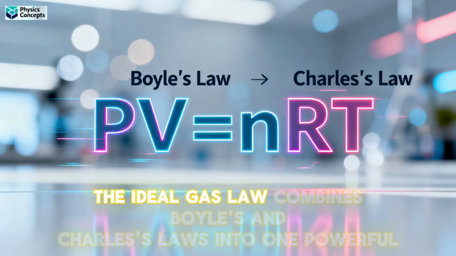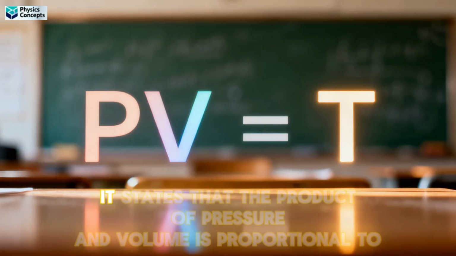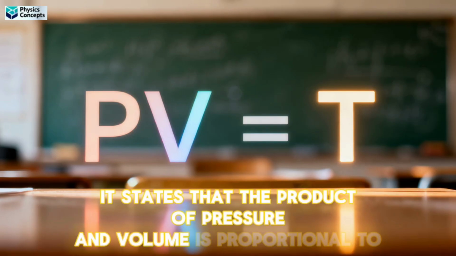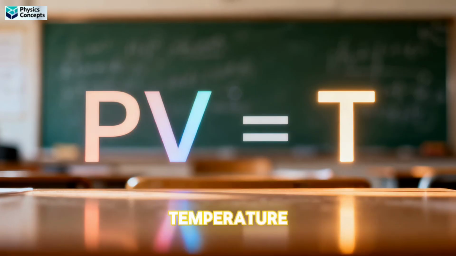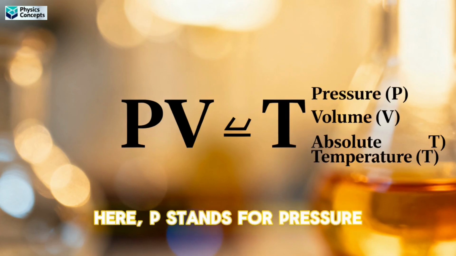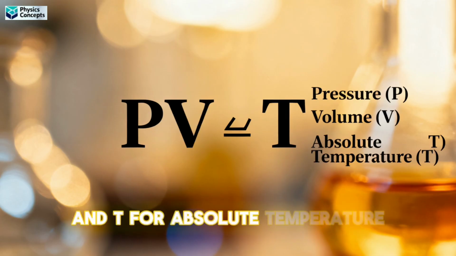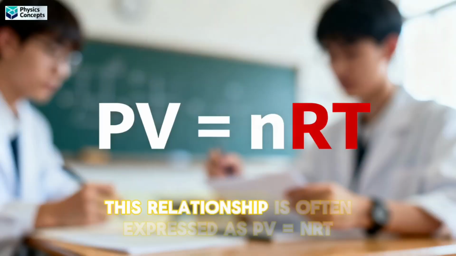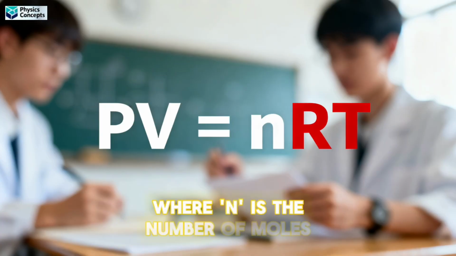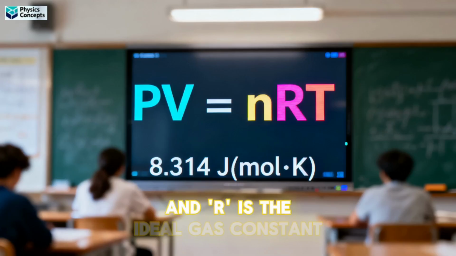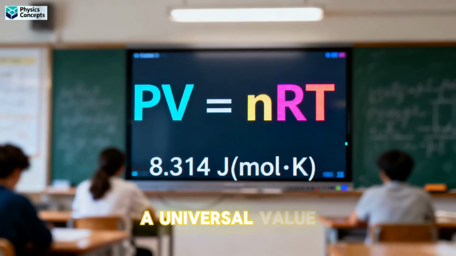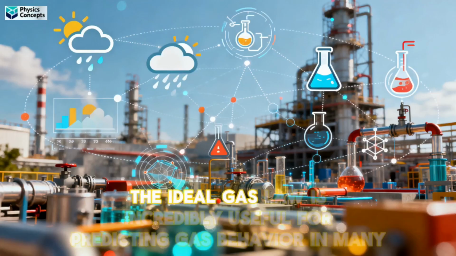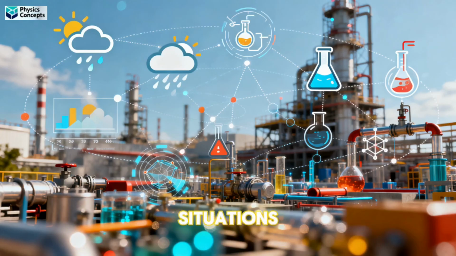The ideal gas law combines Boyle's and Charles's laws into one powerful equation. It states that the product of pressure and volume is proportional to temperature. Here, P stands for pressure, V for volume, and T for absolute temperature. This relationship is often expressed as PV = nRT, where n is the number of moles, and R is the ideal gas constant, a universal value. The ideal gas law is incredibly useful for predicting gas behavior in many situations.